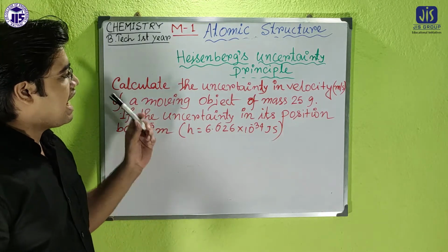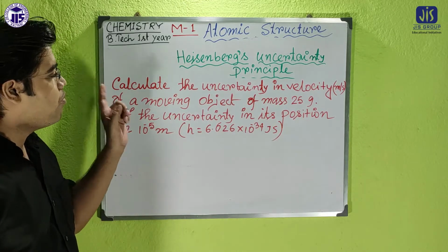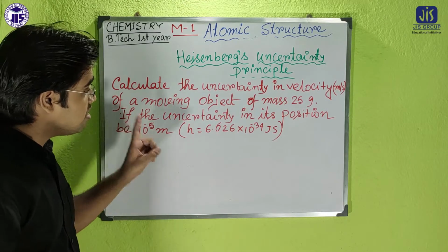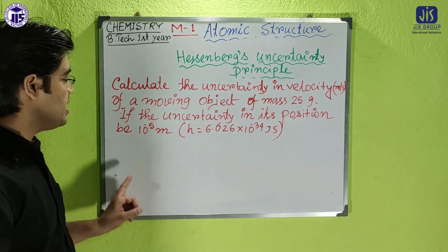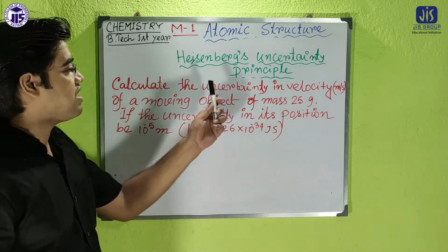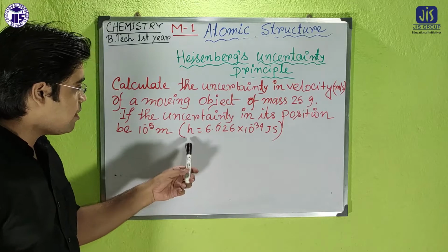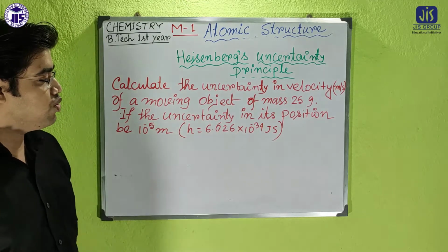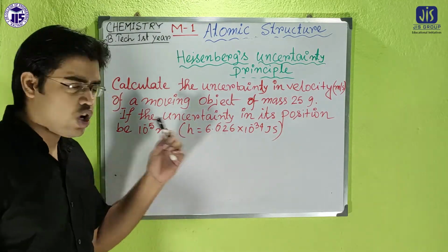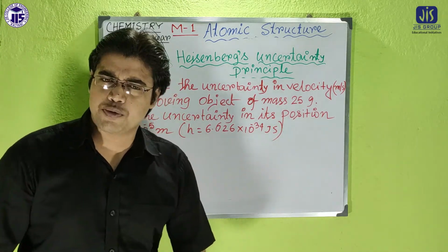Calculate the uncertainty in velocity, in meters per second, of a moving object of mass 25 gram if the uncertainty in its position is 10 to the power minus 5 meter. The Planck constant is given here: h equals 6.626 into 10 to the power minus 34 joule second. You have to solve the problem from the equation del x into del p equals h by 4 pi.